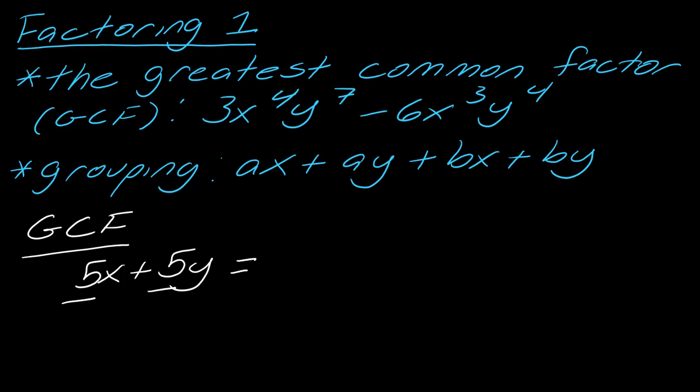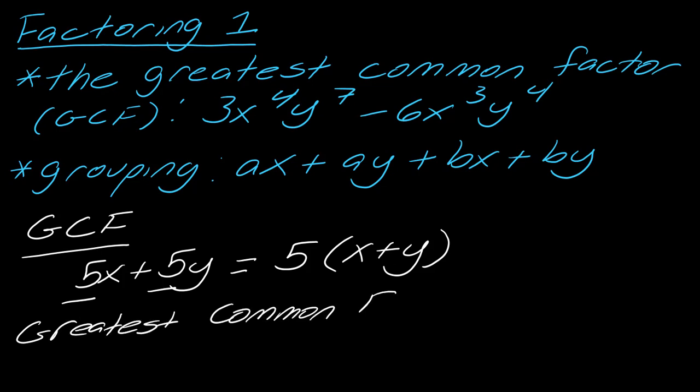So if I wanted to actually factor this, I bring that thing that they have in common out in front, and then I basically divide it out of the other two terms. So this would be what 5x plus 5y looks like when it's factored. So that's the idea behind the GCF. The greatest common factor is the largest factor that can be divided out of all terms.